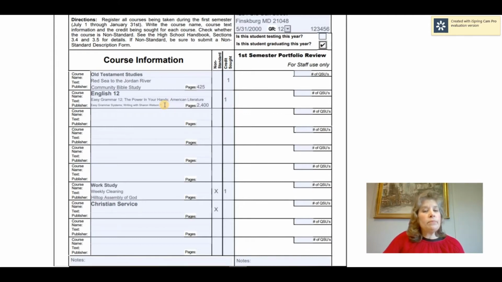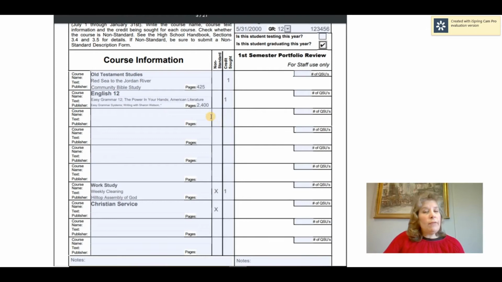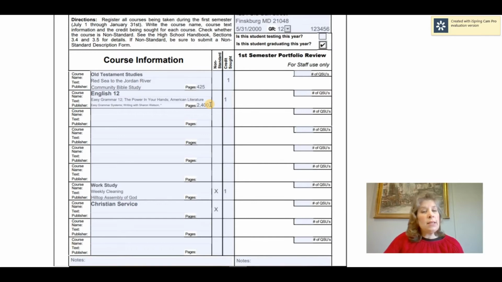And then I have made an asterisk to let you know that I will be filling in the novels that he is reading in the bottom of the paper. I've filled out the page numbers totaling all the pages of his textbooks and his novels to be 2,400, and we are seeking 1 credit.